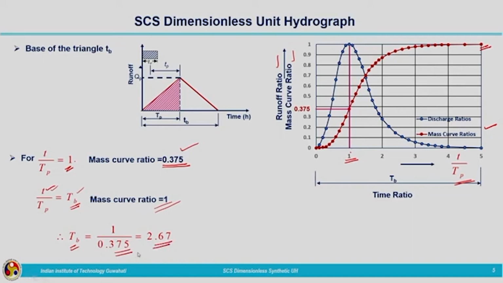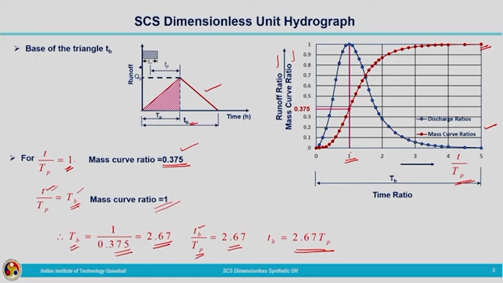But what is Tb? Tb is small tb divided by Tp, that is equal to 2.67. So, we can write Tb is equal to 2.67 Tp. Look at this curve, the triangular unit hydrograph. In that you can see Tb is representing the base of the triangle.